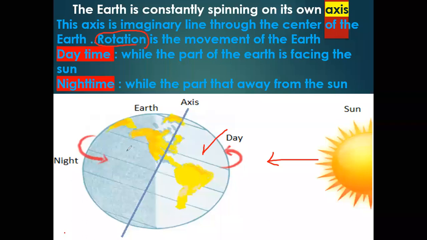What is the night time here? Dark time. Here will be dark. Why here is dark? While the part that is away from the sun. الجزء القريب من الشمس هيكون نهار. This one. And والجزء البعيد عن الشمس هيكون ليل. This is night time, because this part is away from the sun.